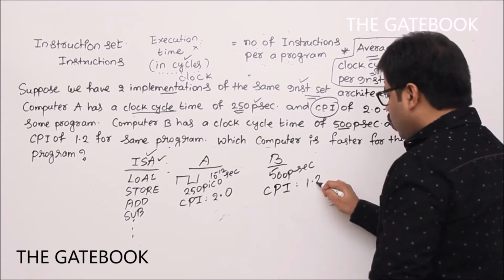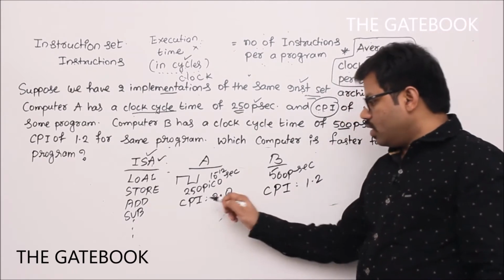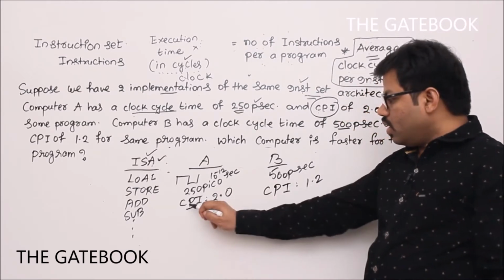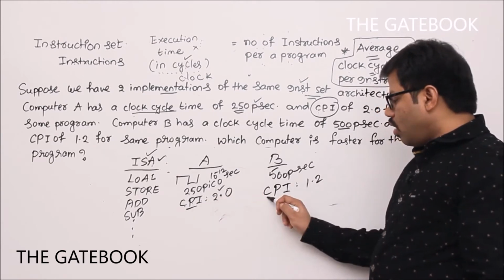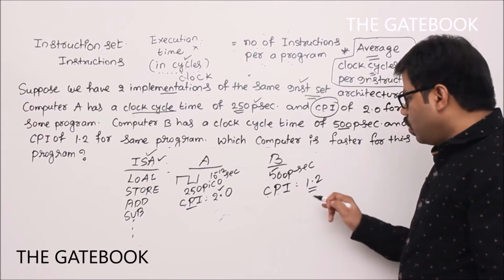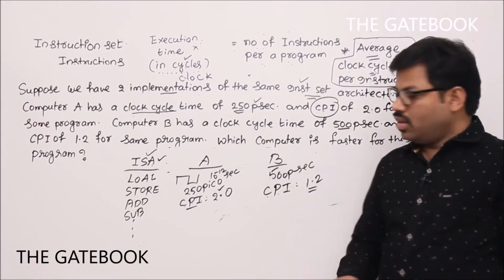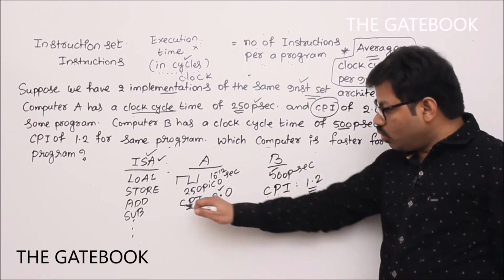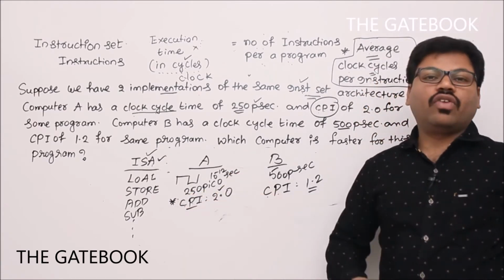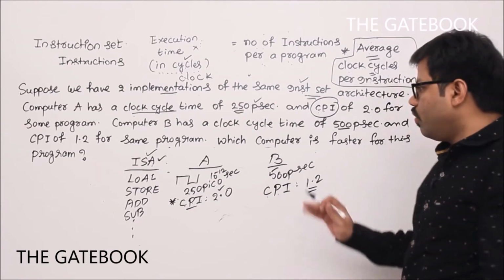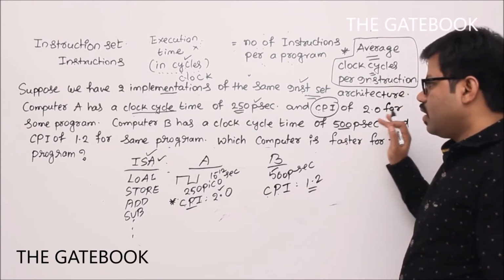Okay, so don't come to any opinion because of CPI. Here clocks per instruction is 2.0, and for the other it is 1.2. Then don't say that B is faster. We don't know, because to maintain this clock cycles per instruction, maybe that program might require a lot of instructions, right? We don't know anything. Now we'll see the remaining things.